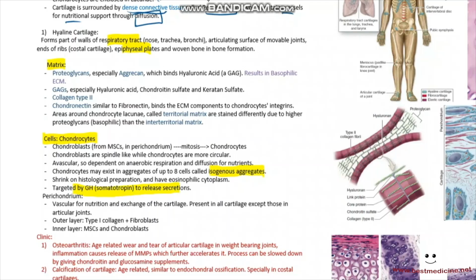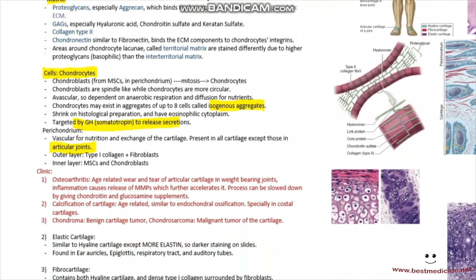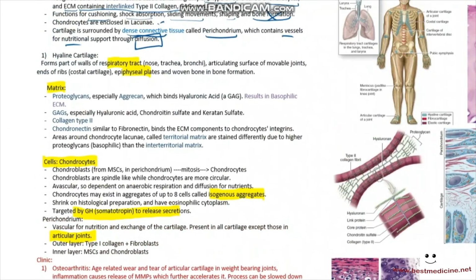And then the perichondrium, which is vascular for nutrition and exchange, and it is present in all cartilage except in articular joints and epiphyseal plates as well, which is not mentioned here. And that's pretty much it for the hyaline cartilage.